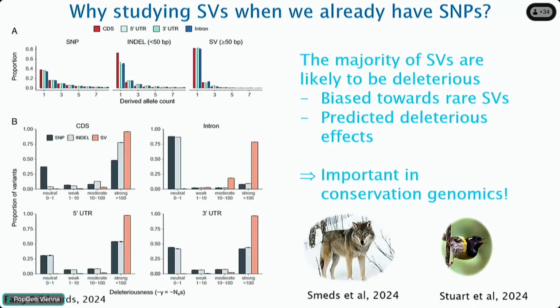It could also be important for conservation genomics. In this study on birds, they try to quantify the proportion of derived allele counts and the impact, the proportion of variants that have a strong deleterious or moderate effect. And you see that structural variants in general have a higher deleterious effect and they are more rare. They're really predicted to be more deleterious than SNPs, so they could matter for conservation genomics.